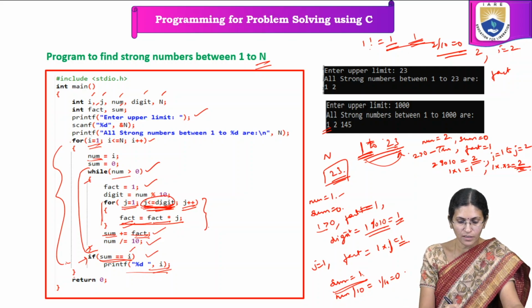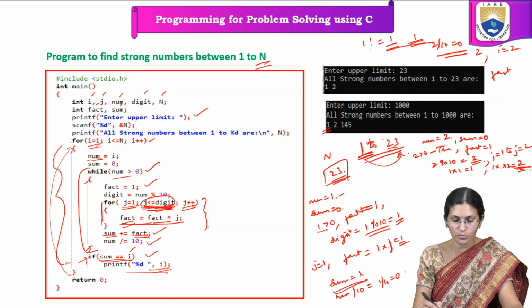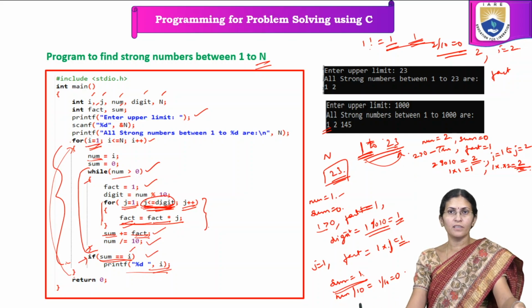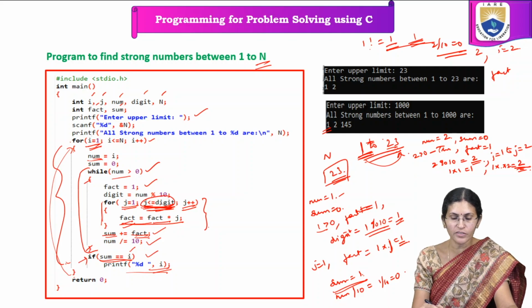Next, after that it will check this again. The I value is incremented by 1. Now I is equal to 3. In this way the loop will repeat. So thus you can trace the program. It will check for all numbers from 1 to 23.